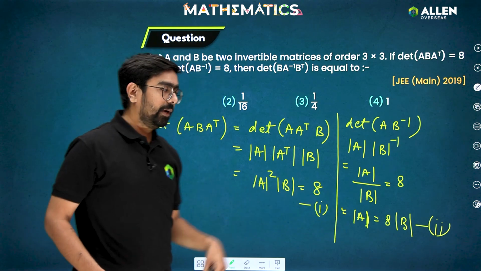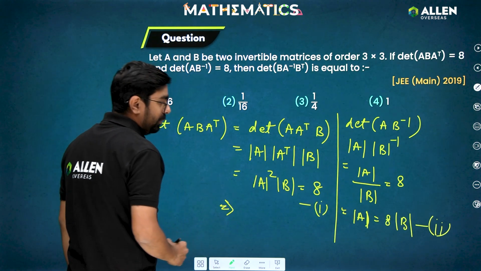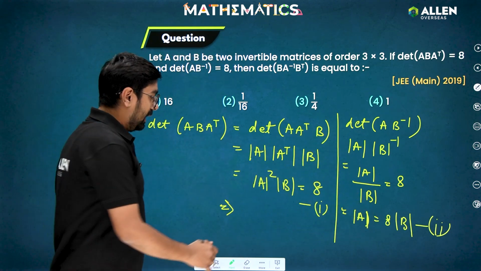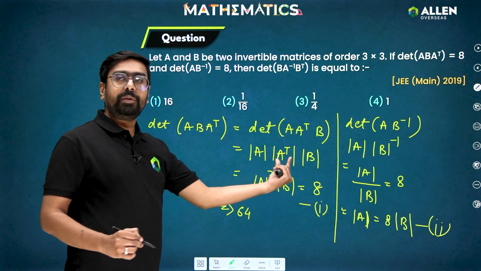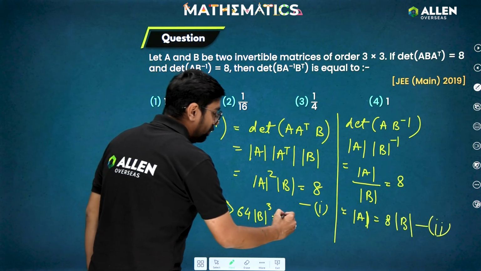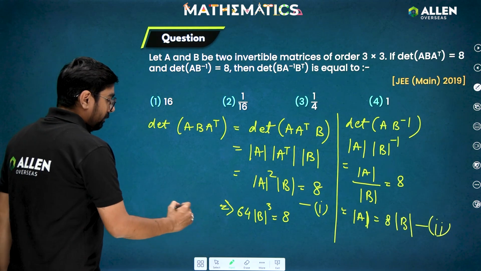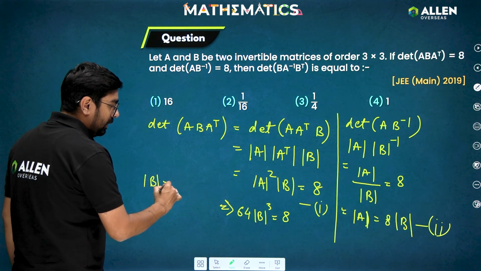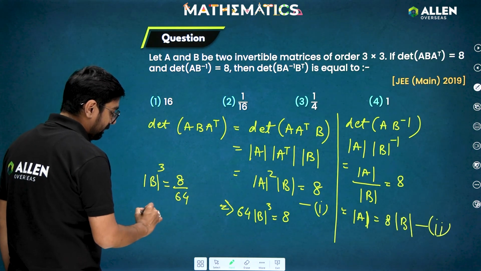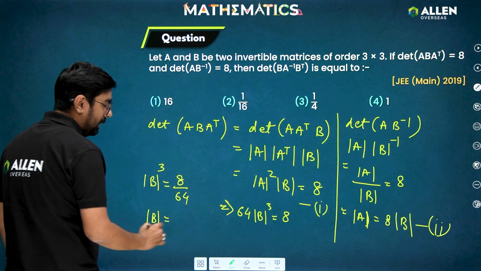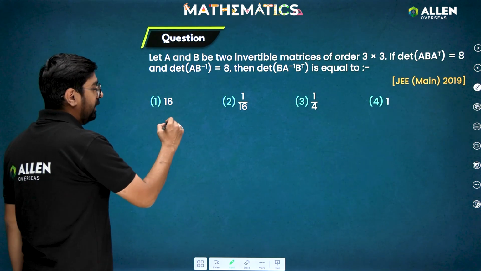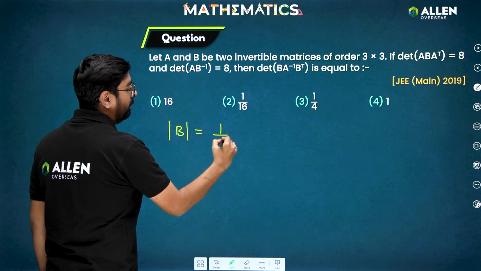Right? The value of determinant of A we can put from here. So, determinant of A square is going to become 8 into determinant of B whole square. So, it will become 64 determinant of B square multiplied with determinant of B, that means determinant of B whole cube, which is going to be equal to 8. From here, I am getting determinant of B whole cube equals 8 divided by 64. That means my determinant of B is going to become 1 by 2.